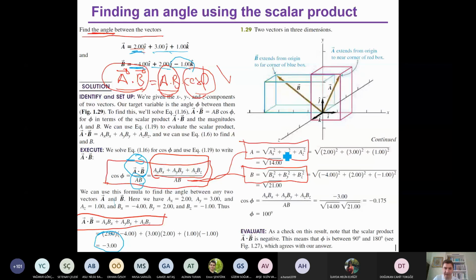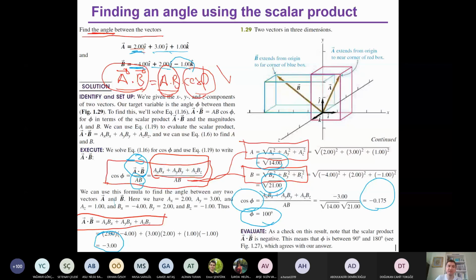Put AX, AY, and AZ components here, and then calculate. We have this result. Calculate B, we have this result, and put them here. Then finally, we will get this result for the cosine phi. And by using a calculator, you can get the phi angle is 100 degrees. Okay, do you have any question here?